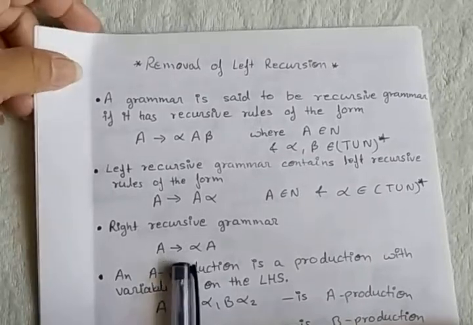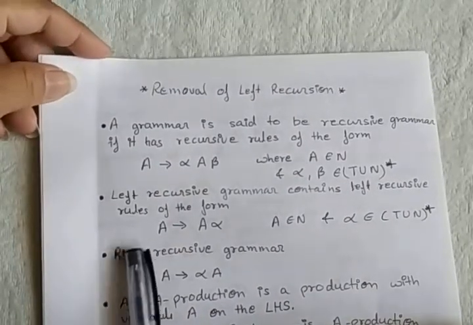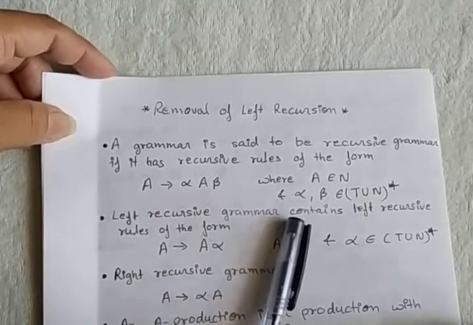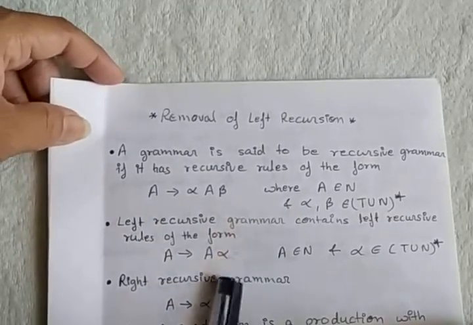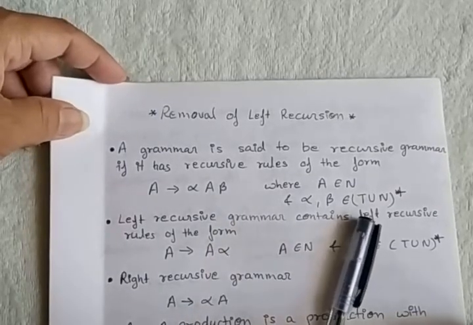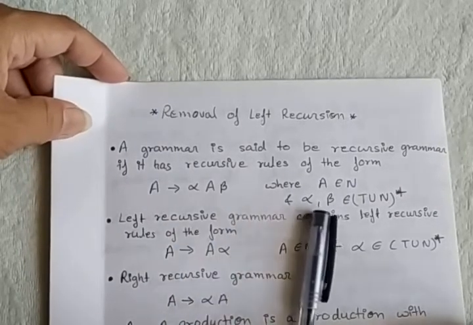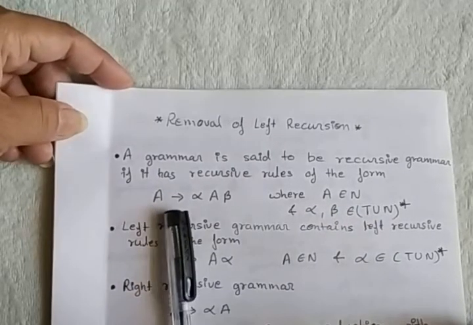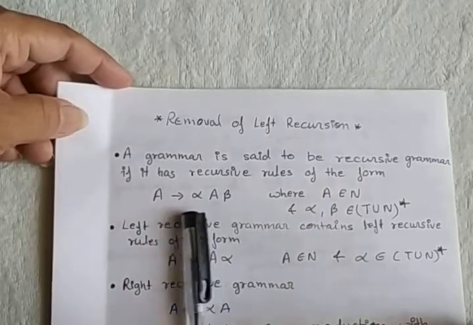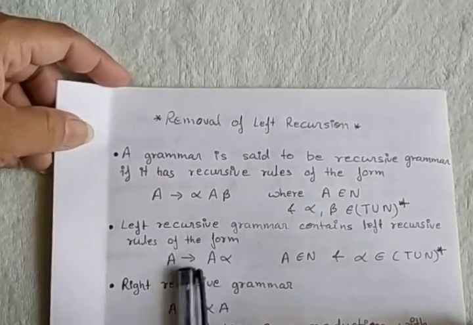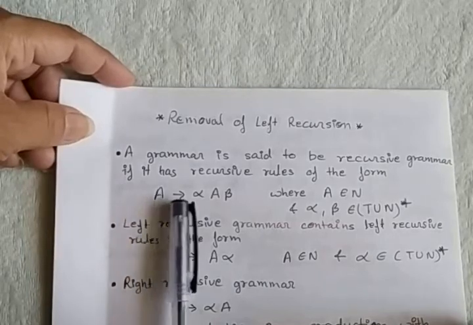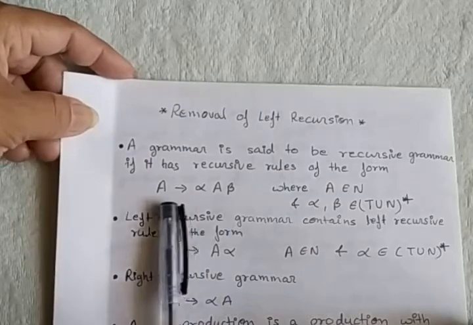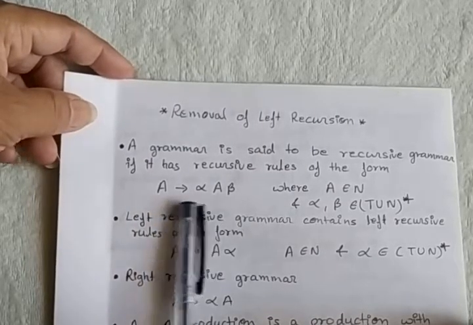If a grammar is of the form A tends to alpha A beta, where A is a non-terminal and alpha and beta can be the string of terminals and non-terminals, then the rules of this form are called recursive rules, right? Because the same A is occurring in the middle of the right hand side. So repeatedly we can apply this rule.